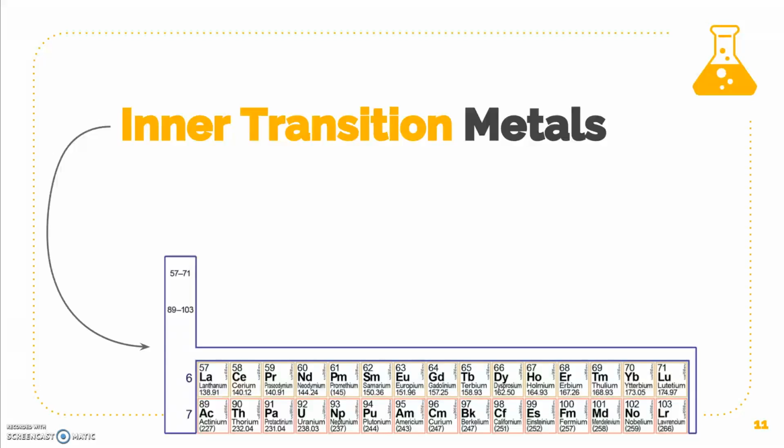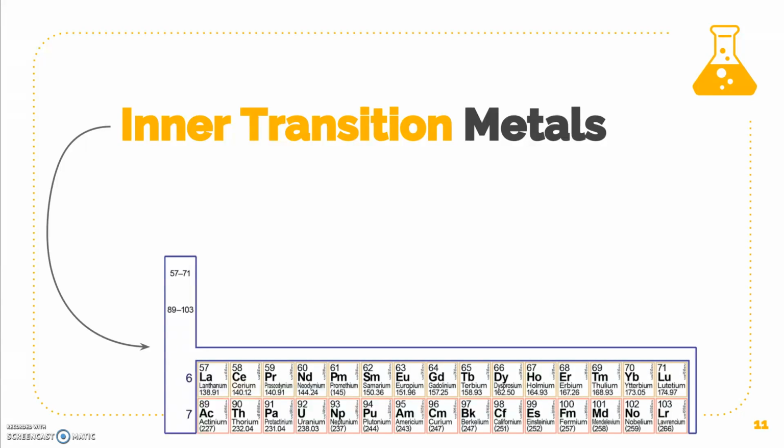Inner transition metals are made up of lanthanides, which are elements 57 to 71, and actinides, which are elements 87 to 103. They are located between the alkaline earth metals and transition metals on the periodic table, but are often placed under the main body of the periodic table for formatting purposes.